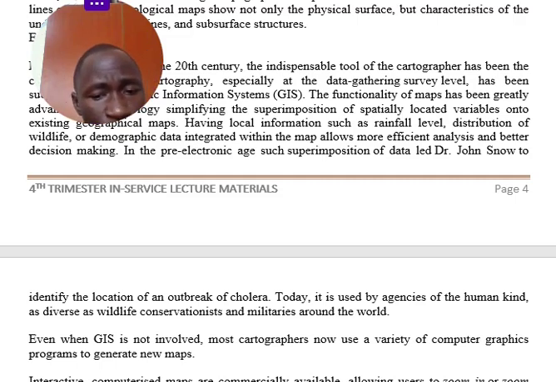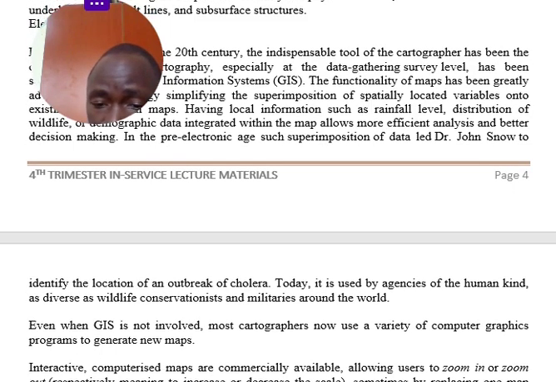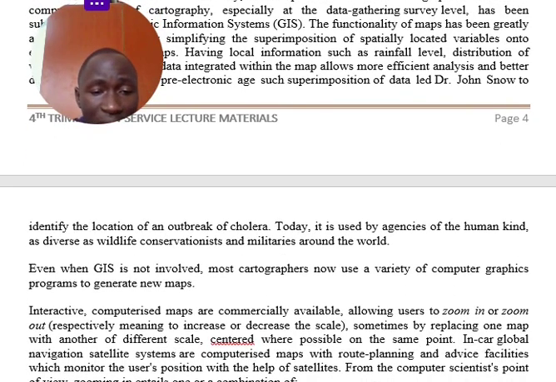and they are saying that the militaries around the world use what we call the geographical information system to obtain information that they may require from a particular area. Even where GIS is not involved, most cartographers nowadays use a variety of computer graphics programs to generate new maps. So that's what we call geographical maps.